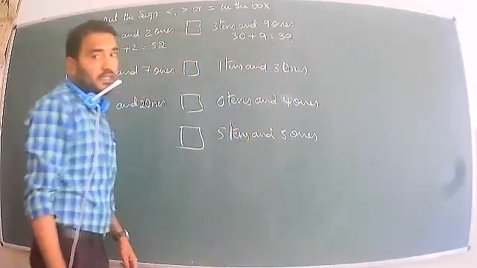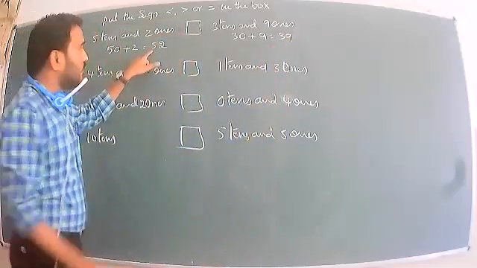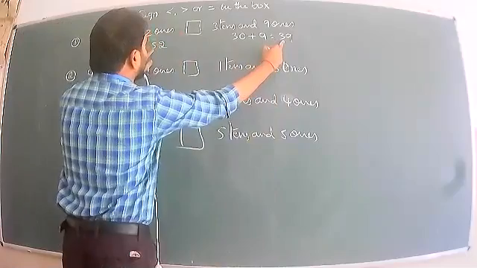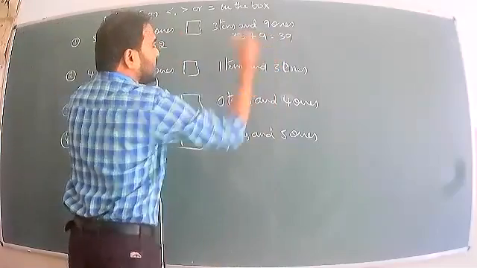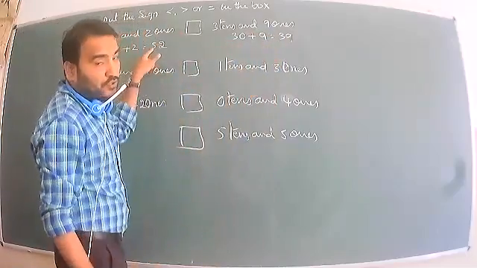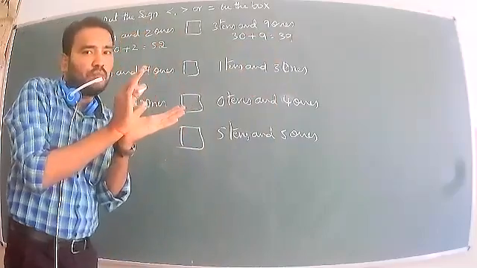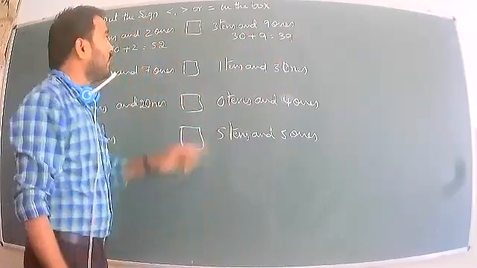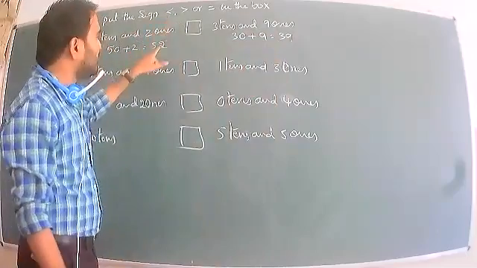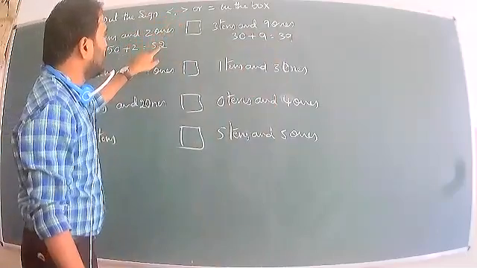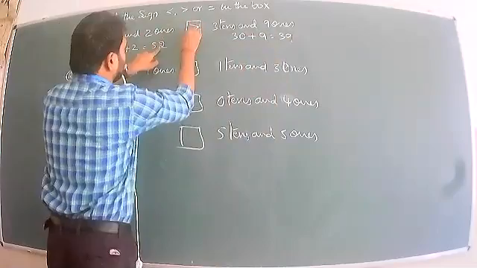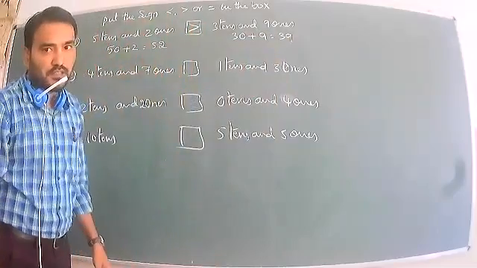So which one is greater? Compare the first digit, the tens place. 5 and 3. Which one is greater? 5 is greater. When the greater number is there, we open the symbol toward that side. This is the open side. So 52 is greater than 39. This is the answer.